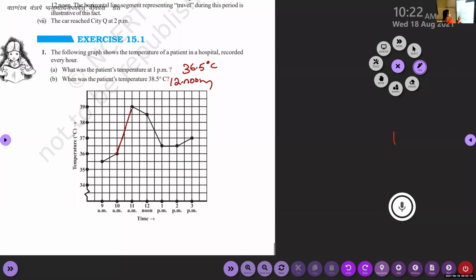See, from 9 to 10 it is also increasing, but only half a degree Celsius. But here, 36 to 39, it increased. Then it shows a decrease, then stagnant, then again a 0.5 increase. So the periods are 10 a.m. to 11 a.m., 9 to 10, and 2 to 3. So 3 periods are there: 9 to 10, 10 to 11, and 2 p.m. to 3 p.m. In these 3 periods, the temperature shows an upward trend.